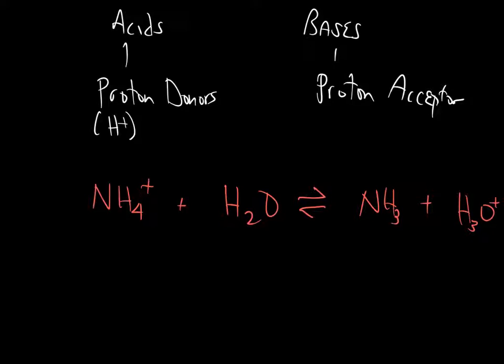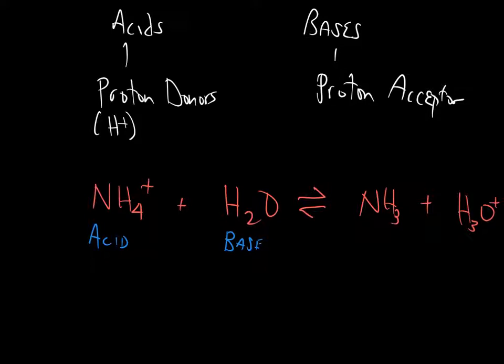So, if we look at the left side of the equation there, we can pick out what's going to be the acid. Okay? Which one of those two will be the acid on the left side of the equation? Is it going to be the ammonium or the water? Which one's going to be donating the proton? It's ammonium. Yes. So this one right here is called the acid. This is the base, because it will be what accepts the proton.